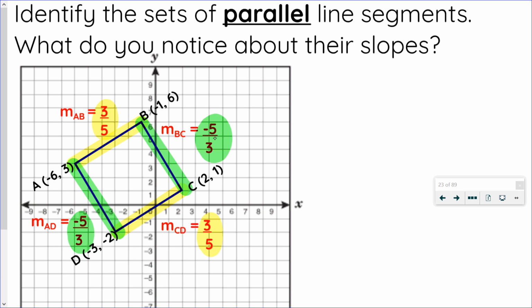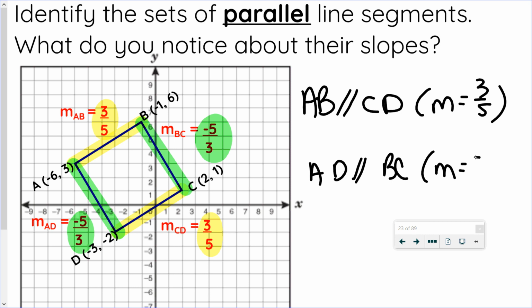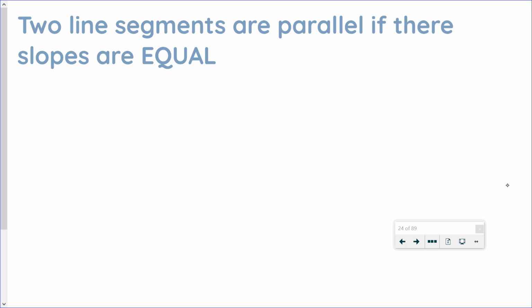So let's summarize our results. AB is parallel to CD, and they both have a slope of 3 over 5. I also note that AD is parallel to BC, and they have a slope of negative 5 over 3. The slopes between each pair don't have to be the same, but since these two line segments are parallel, they have the same slope. Since these two line segments are parallel, they also have the same slope. So how do you tell if two line segments are parallel? They are parallel if their slopes are equal.